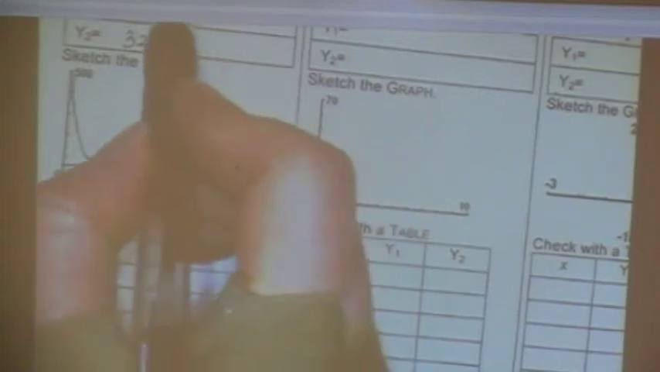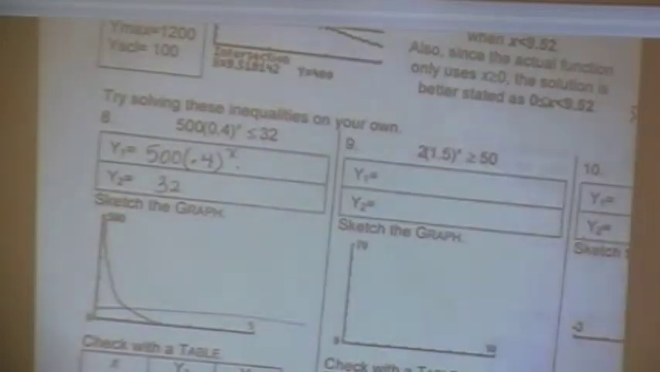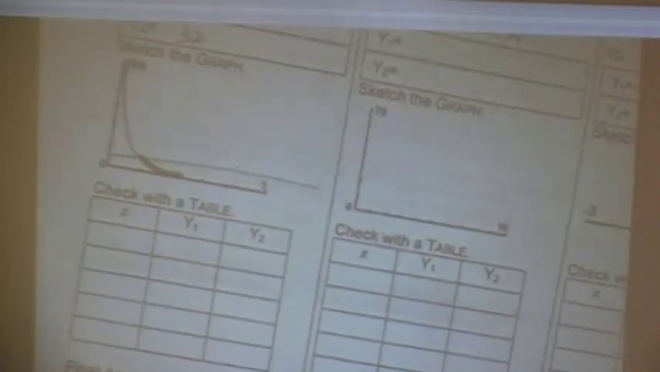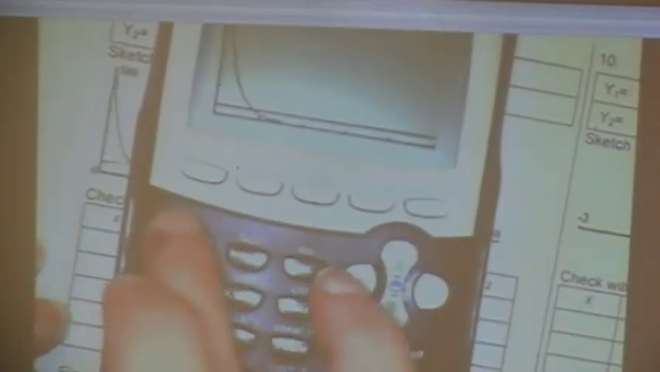And the question is asking me, where is the curve? You read the way the question's worded. This is the exponential, or the curved piece. Where is the curved piece less than or equal to 32? So if I look at my drawing, I'm looking from here, that piece of graph, because I'm looking for where it is less than or equal to 32. So I need to do an intersect.